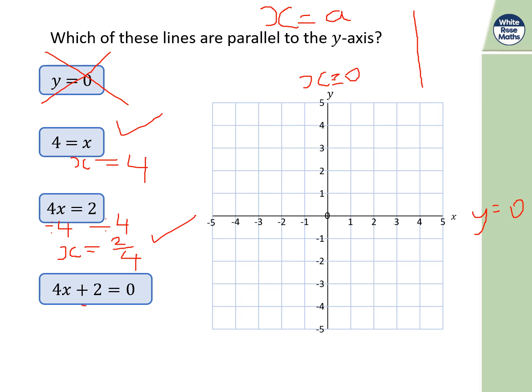This next one, if I subtract 2 on both sides, I get 4x is equal to -2. Dividing both sides by 4, I get x is equal to -2 quarters. That's in the form x equals a number, x equals a, where a is just a constant, just a number. So that's also parallel to the y-axis.